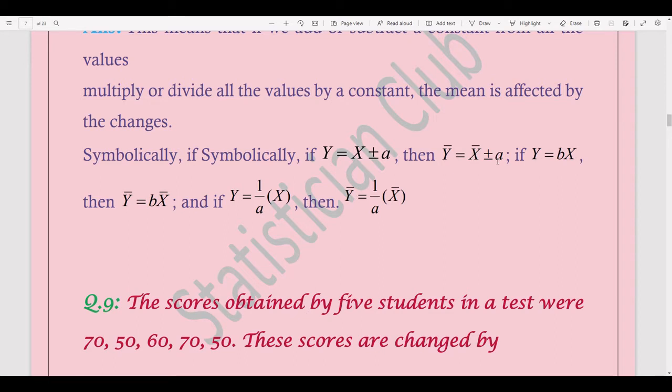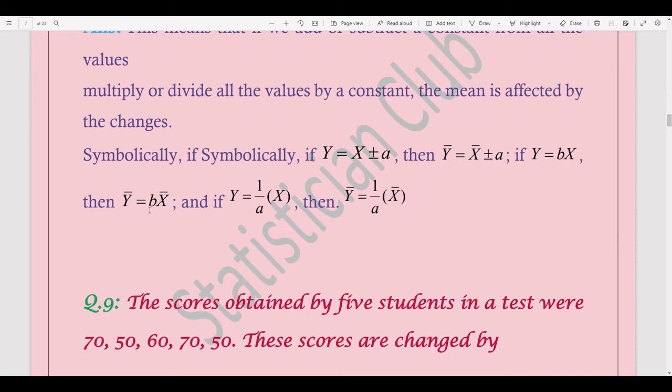It means if your mean is 60 and your constant a is 10, when you add 10 to each of x1, x2, x3 in the data set, then your mean will go from 60 to 70. And if you subtract 10 and your original mean was 60, then after these changes, when you subtract 10 from your data set, your mean will be 50. Similarly, y is equal to bx. When you take the mean, y bar is equal to b x bar.